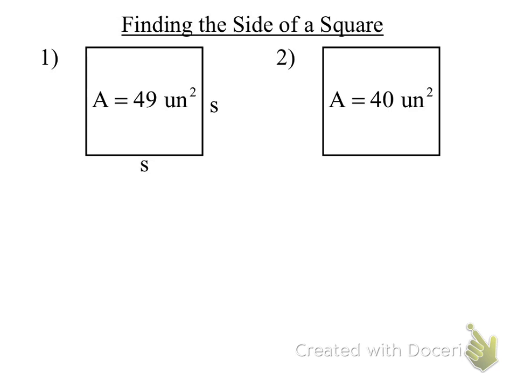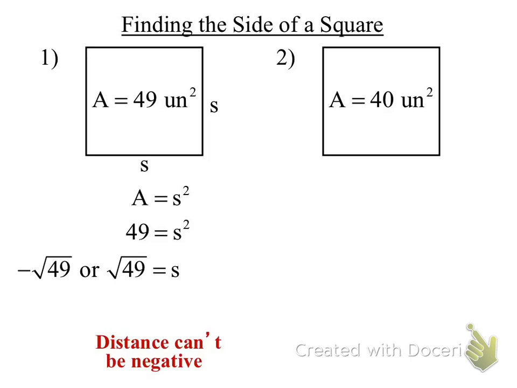So if I have something like this, finding the side of a square, we can set it up as area equals side squared, right? And then we can substitute what we know. The area is 49, so what would the side measurement be? 7. We know it could be 7 or negative 7, but measurement can't be negative. So that gets kicked out. So the square root of 49 is 7.